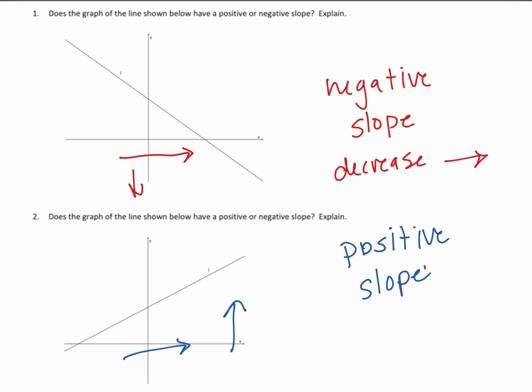So if we move to the right and it goes down, that's going to be negative. And if we go to the right and it goes up like you're climbing a mountain, that's going to be a positive slope. We can say it increases as we move from the left to the right, just like when we're reading a book.